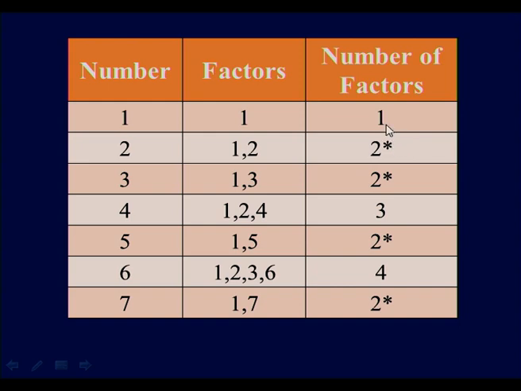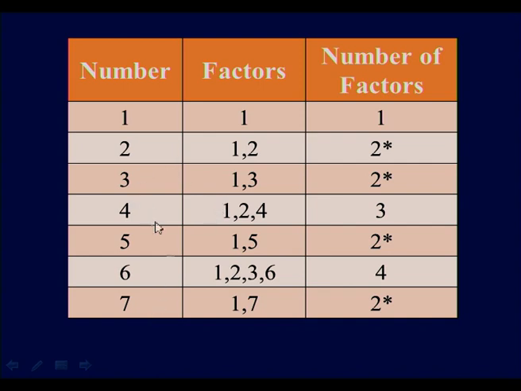In the last column here, if you observe the number of factors, 1 has only one factor, 2 has 2 factors, 3, 5 and 7 have 2 factors each, whereas 4 and 6 have more than 2 factors. So, what can we conclude from this? The numbers having only 2 factors, 1 and the number itself are called prime numbers. So, in this table as you can see 2, 3, 5, 7 have factors 1 and the number itself as their factors. So, 2, 3, 5, 7 are called prime numbers.